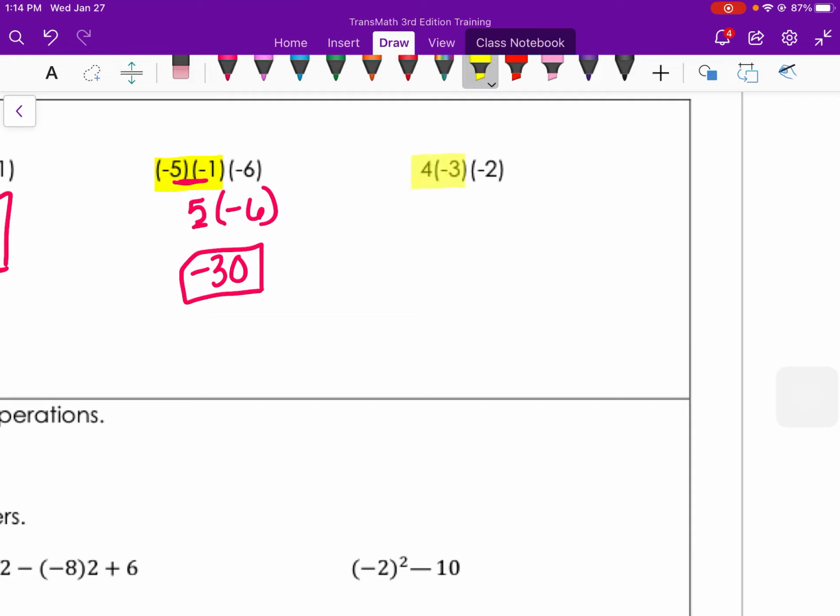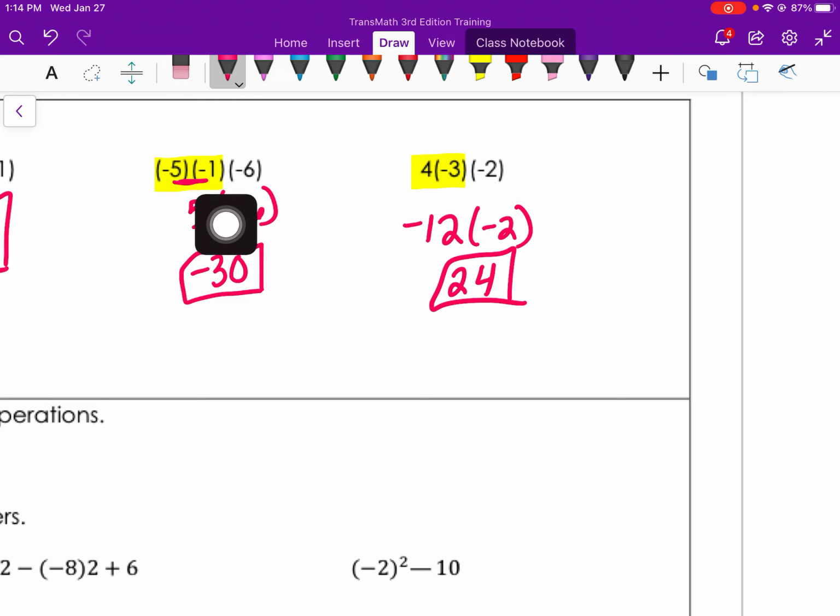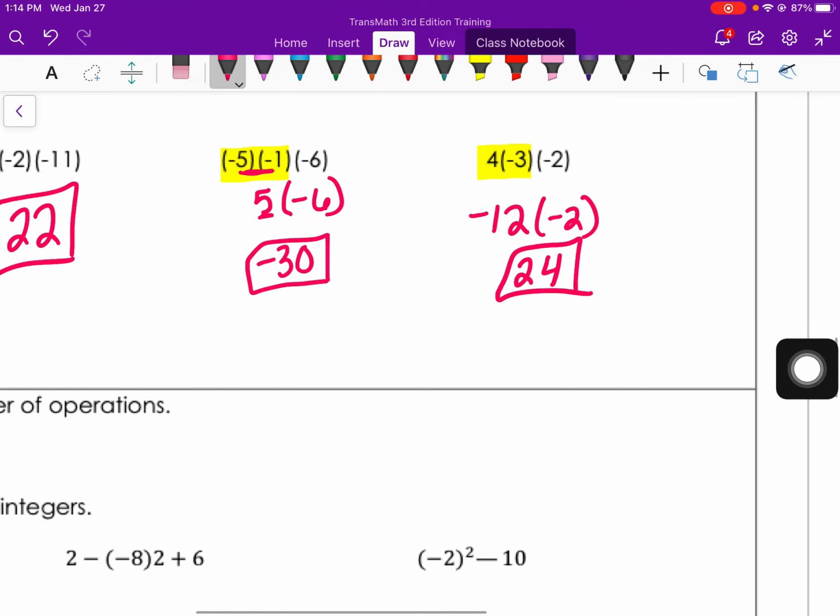Over here I would do 4 times negative 3 first, which would be negative 12. Then negative 12 times negative 2, and then a negative times a negative would be positive 24. So there I had 2 negatives. So if you have an even number of negative signs, you're going to have a positive answer. If you have an odd number of negative signs, your answer will be negative if you have a string of multiplication.